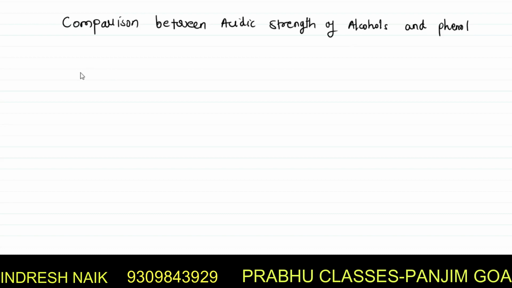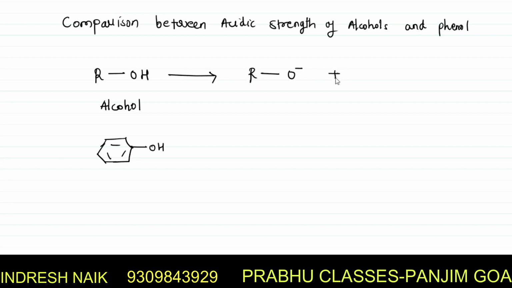Okay, let's take this. R OH. This is alcohol, the general way of writing an alcohol. And phenol is this. Phenol, I'll write it this way. When alcohol dissociates, you will get RO minus plus H plus. And this is called an alkoxide ion.